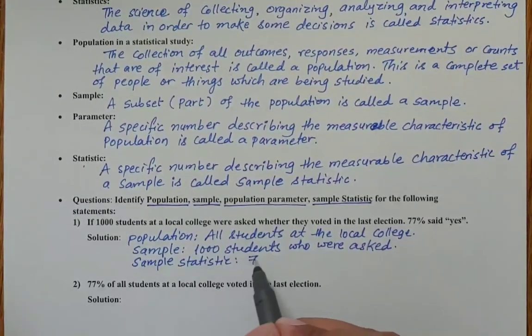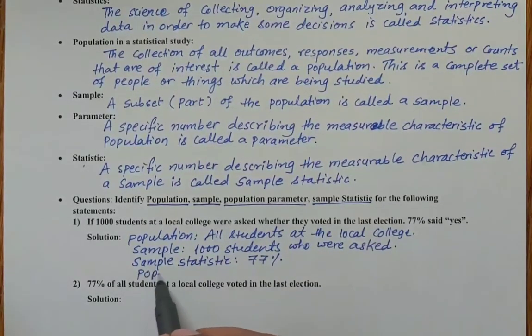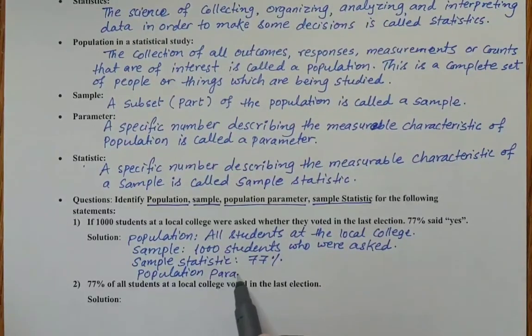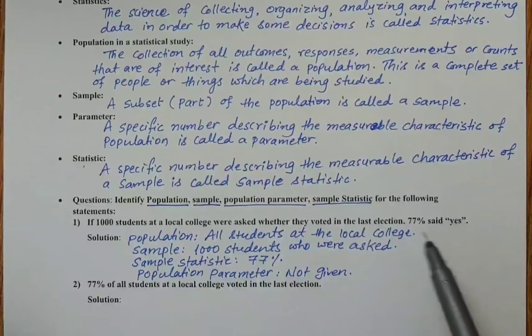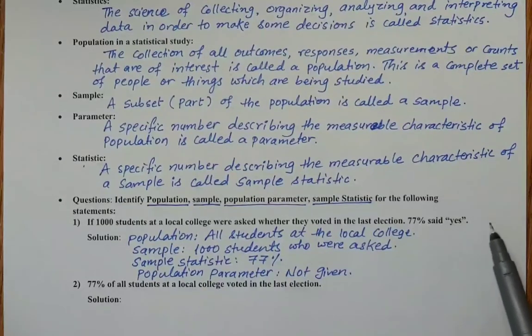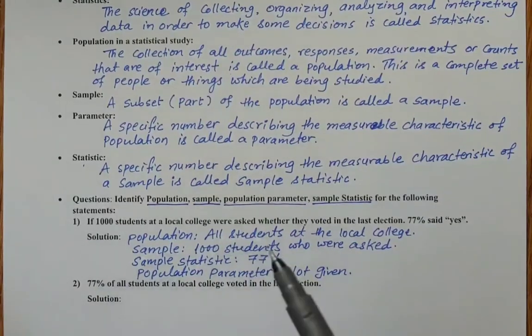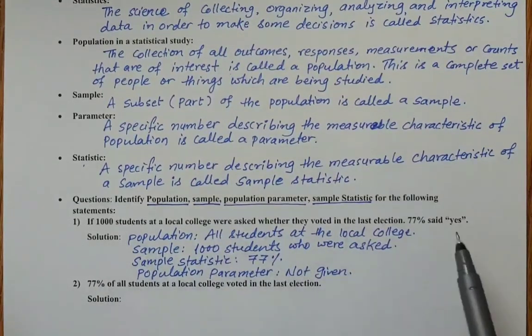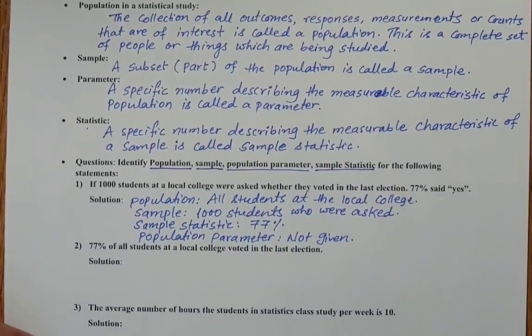Sample statistic is 77%, and the population parameter is not given. Because we don't have any other information, any other percentage or average that represents the whole population of that college. So no information is given, so population parameter is not given.